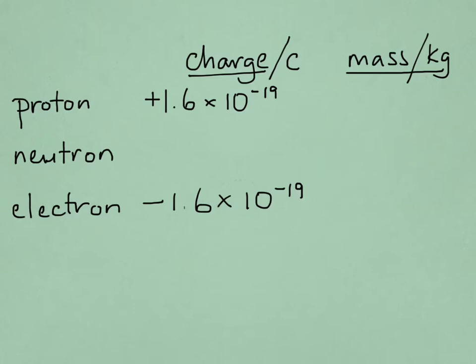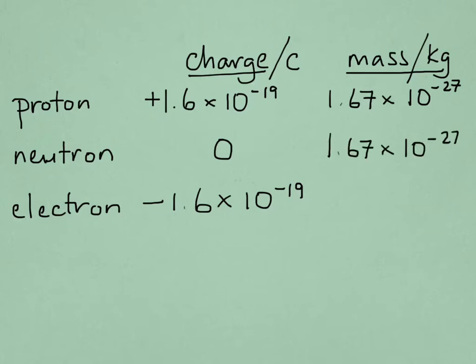So in an uncharged atom, you've always got the same number of protons and electrons, and therefore the charge adds up to 0. It's only when you've got an ion, which has got an unbalanced number, that you've got a charge overall on the atom. Neutron has no charge. The mass of a proton is 1.6 times 10 to the minus 27 kilograms. Mass of the neutron is also 1.67 times 10 to the minus 27 kilograms.